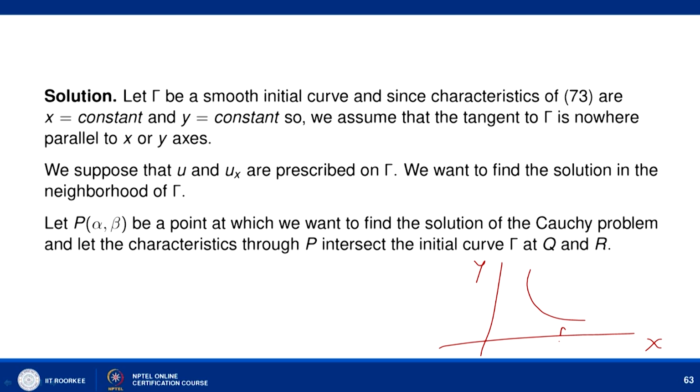So, now we want to find the solution. We suppose that u, ux and uy, in fact u and the normals of u, are prescribed on gamma, and we want to find the solution in the neighborhood of this gamma. So, let us say that we have a point P whose coordinates are alpha beta, and here we want to find the solution of the non-homogeneous problem. This initial value problem is known as the Cauchy problem. So, let us say you find the characteristics parallel to your axes. Here we say that this is P, and let us say this is Q and this is R. So, the characteristics drawn from P will cut the initial curve in 2 points, that is Q and R. Now we want to find the solution at this particular point.